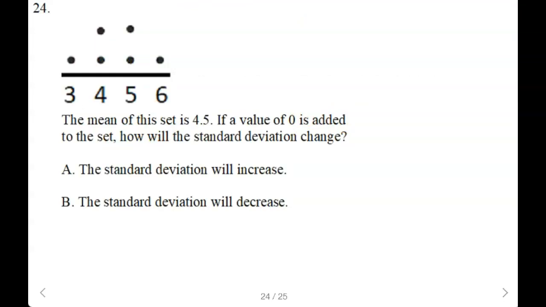All right, the mean of this set is 4.5. If a value of 0 is added to the set, how will the standard deviation change? Well, if 0 is added, then it's going to be far away from the mean, so it's going to increase the standard deviation.